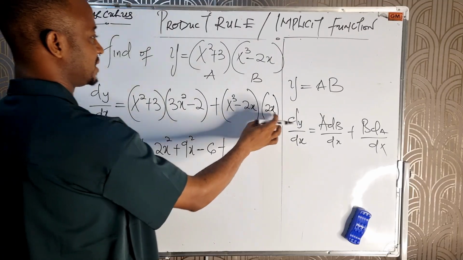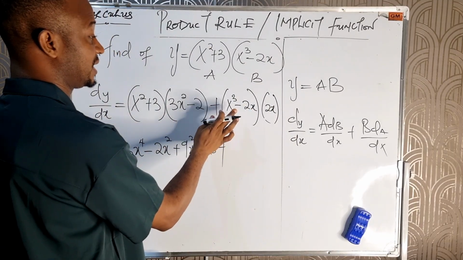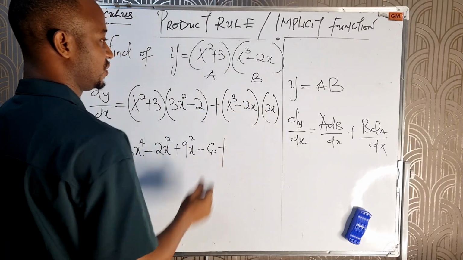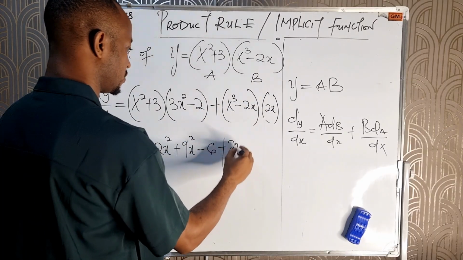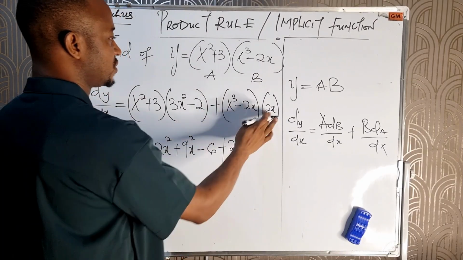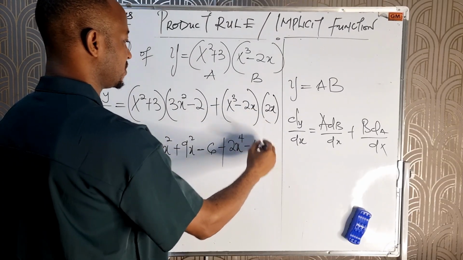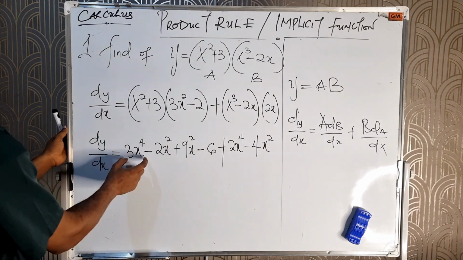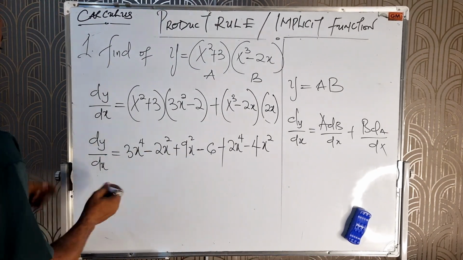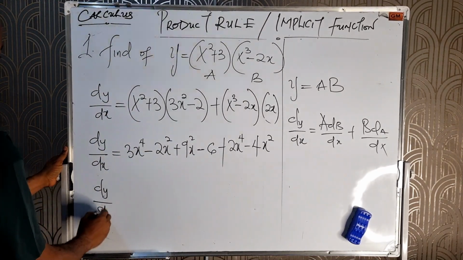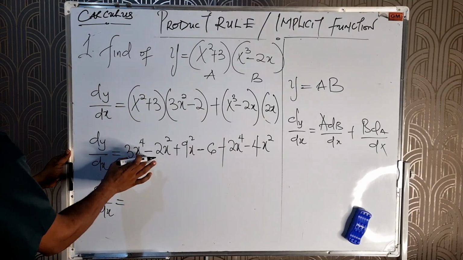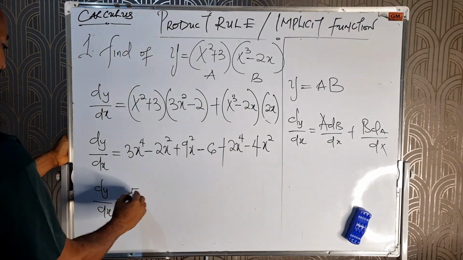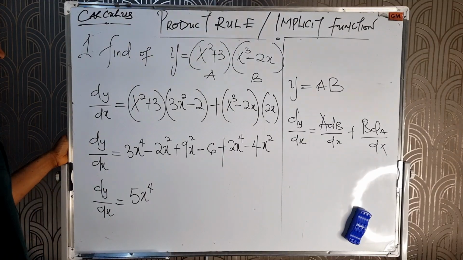Yeah, I'm going to expand this. I'll multiply 2x with x², x³, and what? Minus 2x. So 2x times x³ will give us 2x to the power of 4. 2x times minus 2x is minus 4x to the power of 2. Okay, we have like terms here. This and this are like terms. So that means my dy over dx becomes 3x to the power of 4 plus 2x to the power of 4. That will give us 5x to the power of 4.